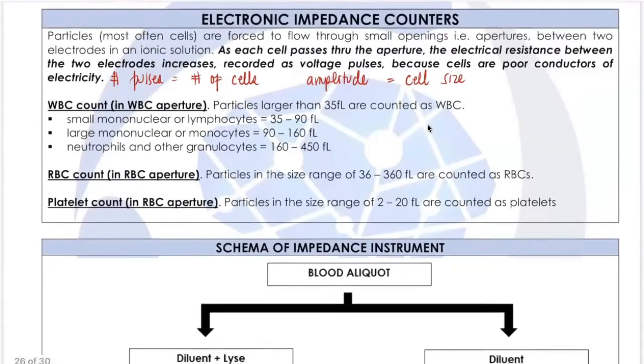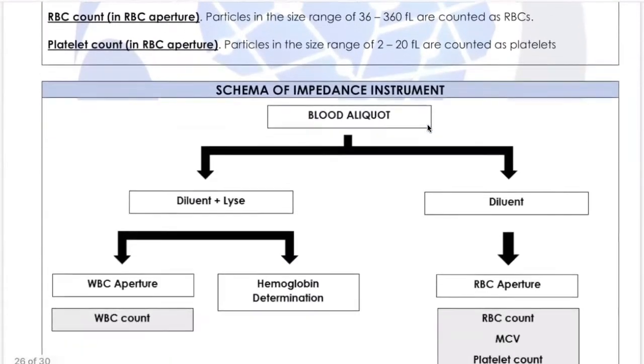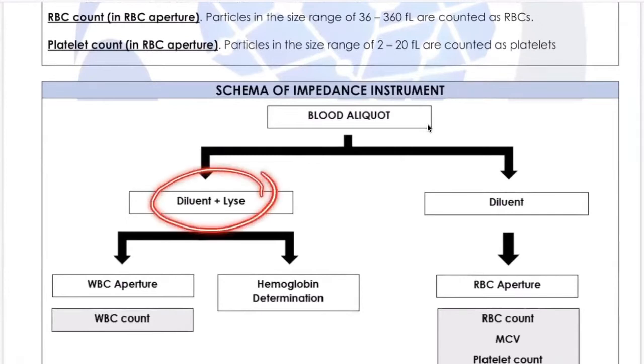What's the difference between the two? Okay? For the WBC aperture, the specimen is mixed with a diluent and a lysing agent. Of course, the purpose of the lysing agent is to lyse red blood cells because you do not want red blood cells to be counted here, di ba, in this aperture. Yung concern lang natin dito are the white blood cells. So we have to lyse the red blood cells so that we can only count the WBC.